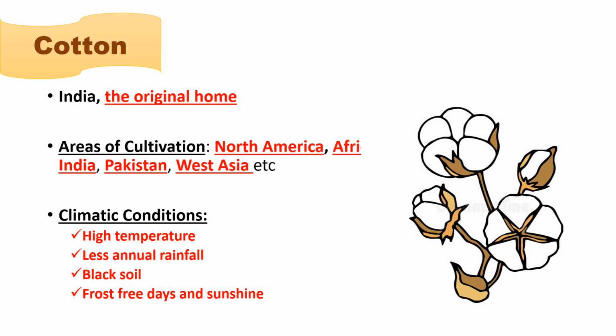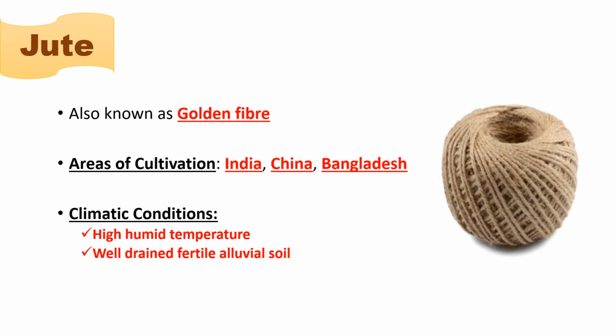Now when we talk about jute, it is mainly used for making bags, for making sacks, and in India particularly, it is used widely. It is also known as golden fiber. So that you need to remember. Again, I want to tell you that it can be asked for 1 mark. So you need to remember that. So it is also known as golden fiber.